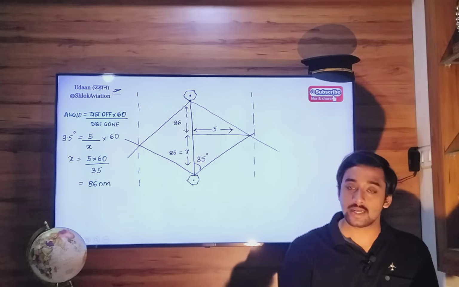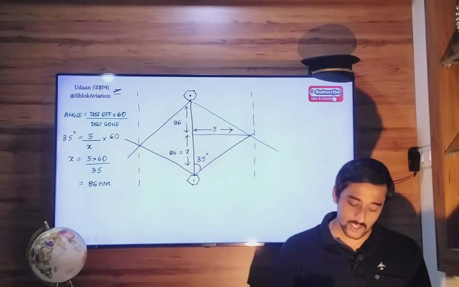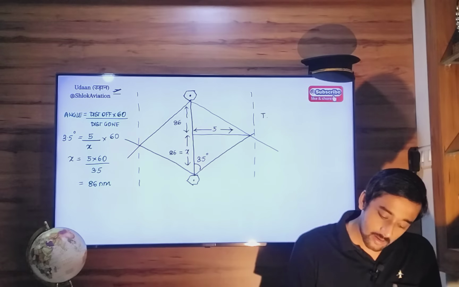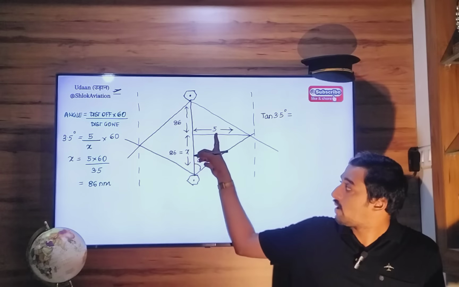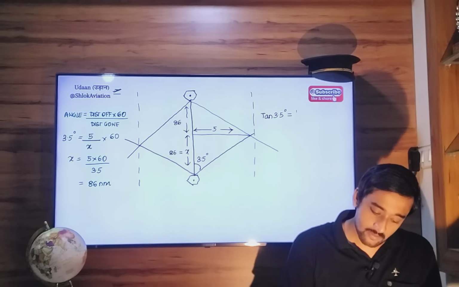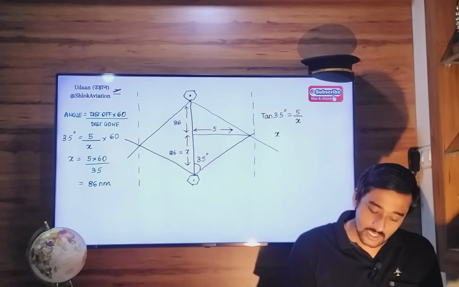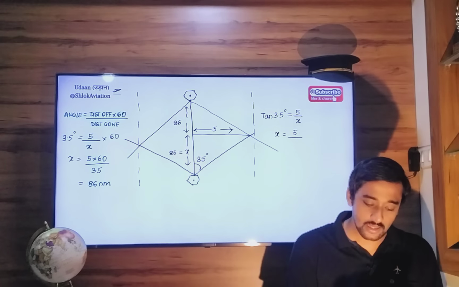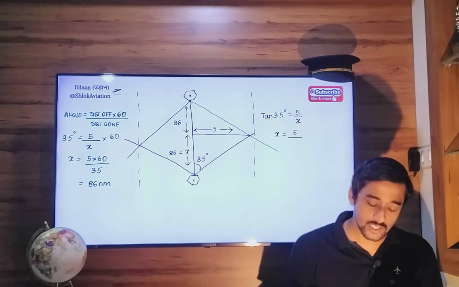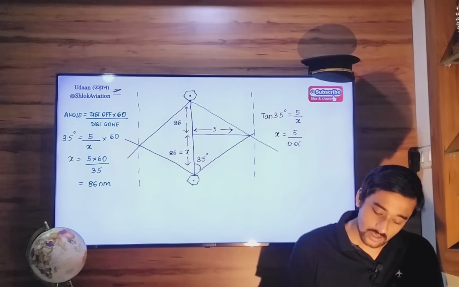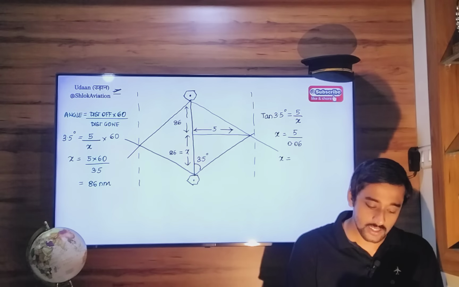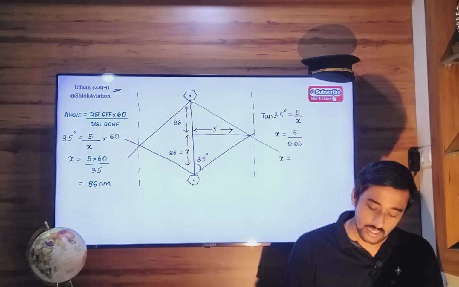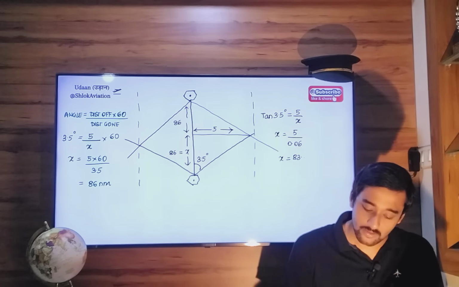Let's use the tan theta formula and find out the distance. Tan 3.5 degrees equals opposite upon adjacent. So 5 divided by x. So x equals 5 divided by tan 3.5, which is 0.06. So 5 divided by 0.06 is 83.3.